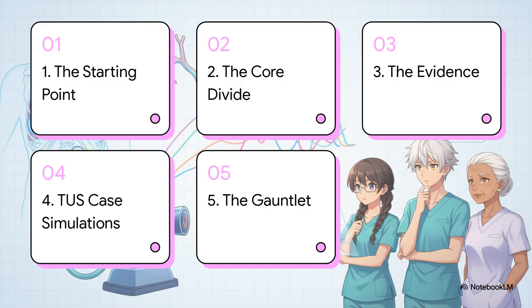All right, here's our game plan. It's a 5-step strategy. We start with the number one symptom, dyspnea. Then we hit the most critical decision point, obstructive versus restrictive. After that, we'll decode the PFTs themselves, apply it all to some classic TUS cases, and finally, we'll run through the high-yield traps where so many people lose points. This isn't a lecture, it's a diagnostic strategy.